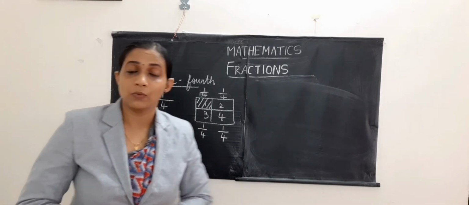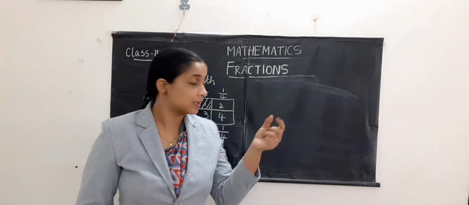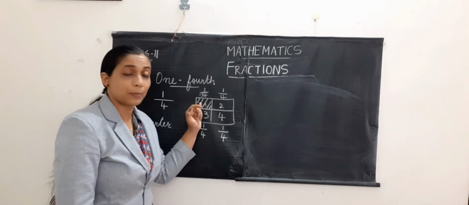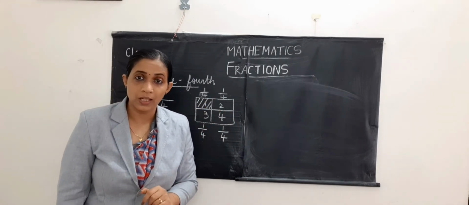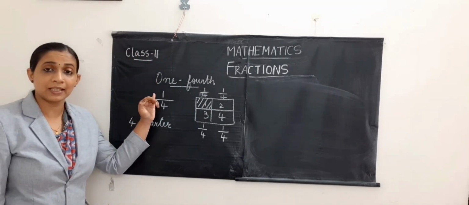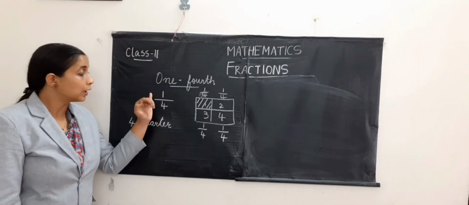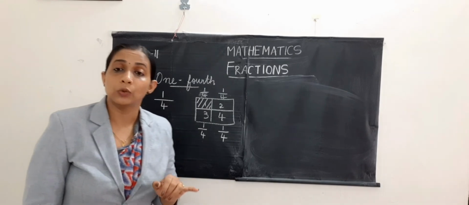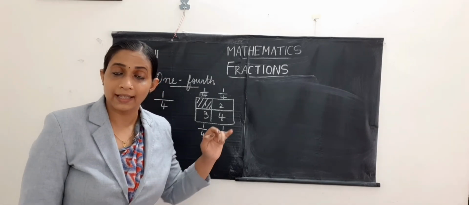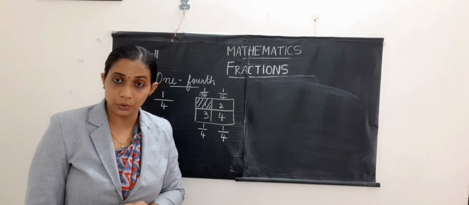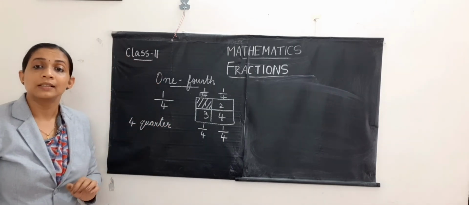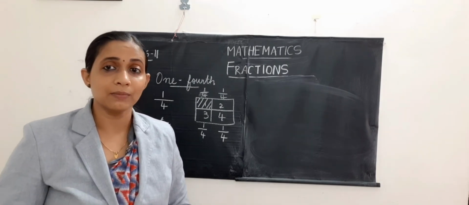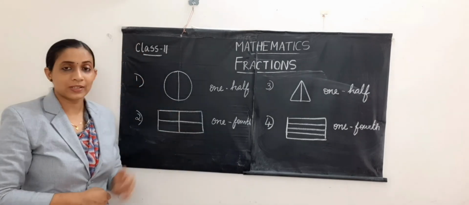So did you understand what is a quarter? This is one portion out of 4, and this shaded portion is 1/4. While representing, you will write it as 1/4. The number that we write on the top is called the numerator. In the numerator, you will write the number of parts referred to, and in the denominator, you will write the total number of parts. Now let us do some exercise.